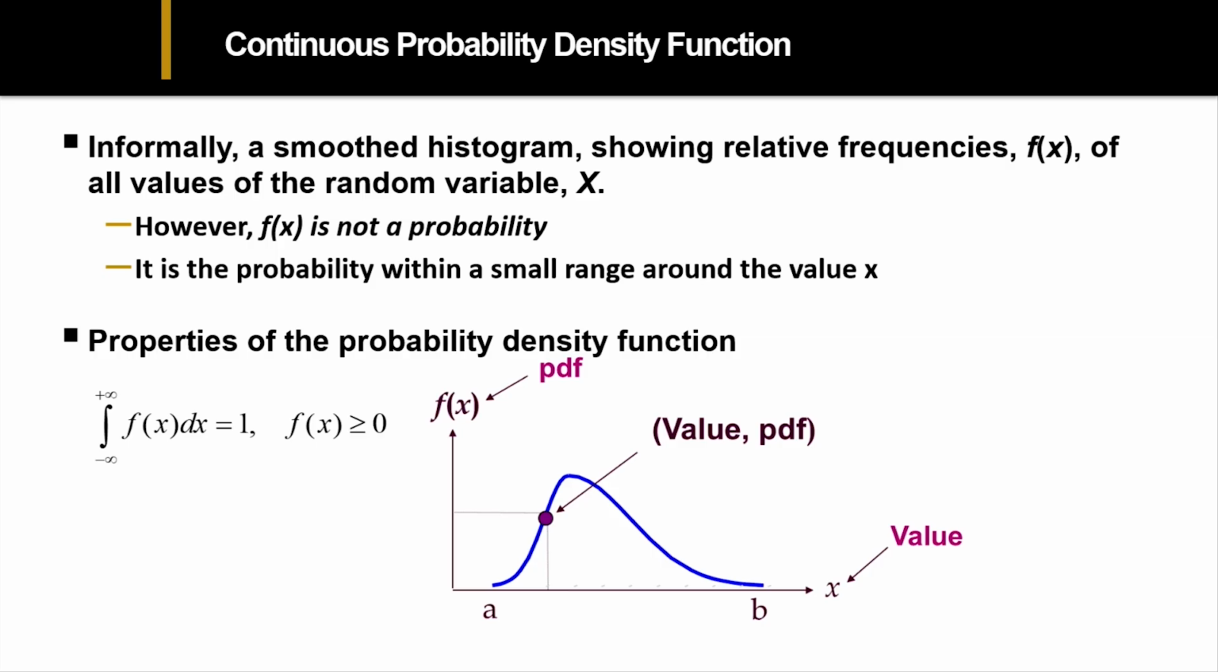Another way to say that with calculus is that the area underneath that graph, f of x of whatever the random variable is, will sum to 1. And all relative frequencies have to be greater than or equal to 0. 0 is allowed, but there's no such thing as a negative probability.